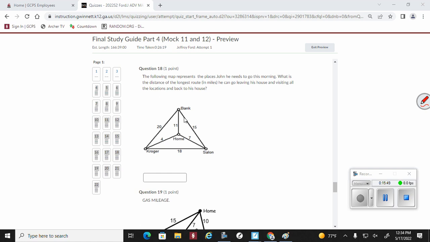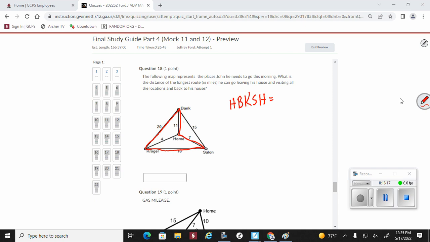All right, so what is the distance of the longest route? Now, usually there's a tree next to this one, but there's not a tree. So I recommend, and I tell students, go ahead and find all the possible ways that you can go to home, to the bank, to the Kroger, and back to the salon, or to the salon and back home. So I could go home, bank, Kroger, salon, home.